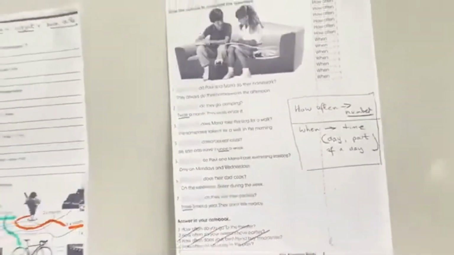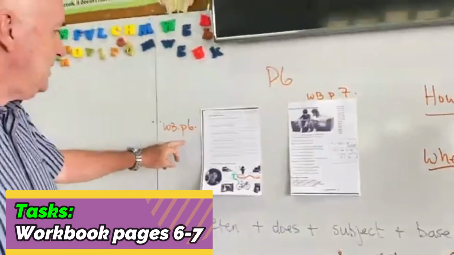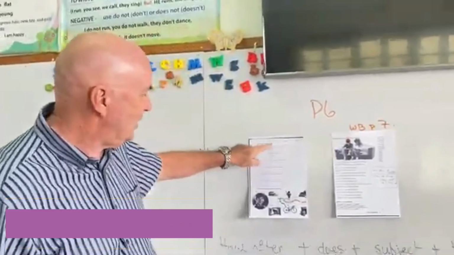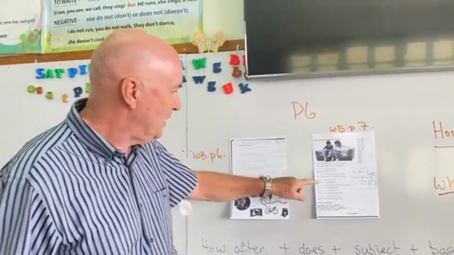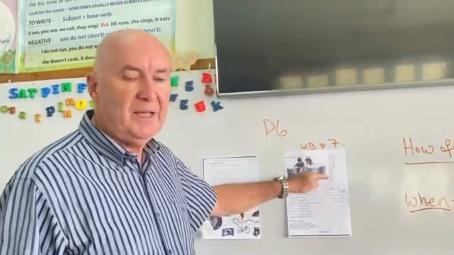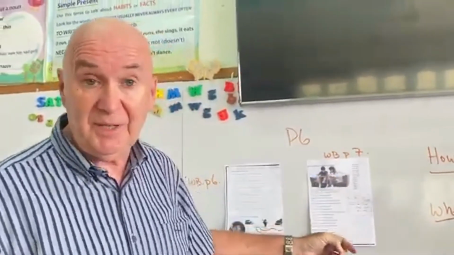Okay, so that's it, your workbook. Page 6, page 7. Use this to help you write the questions. And then how often will be a number, when the answer is going to be a day or a time of the day.